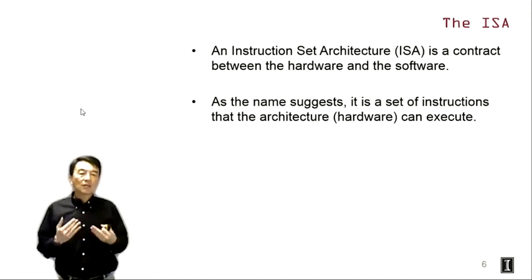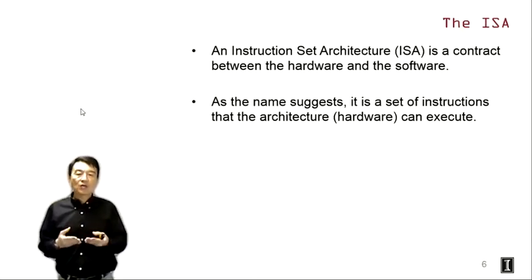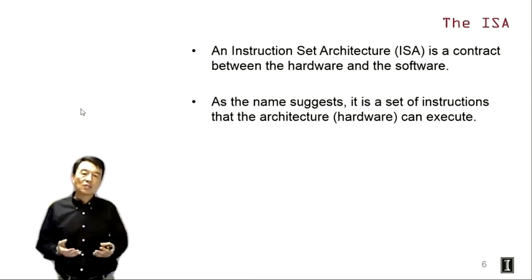Let's go a little bit into the concept of ISA, or instruction set architecture. An instruction set architecture is a contract between hardware and software. Mostly, the instruction set architecture specifies a set of instructions that the hardware can execute. As long as the software consists of these instructions, the hardware knows what to do for the software.